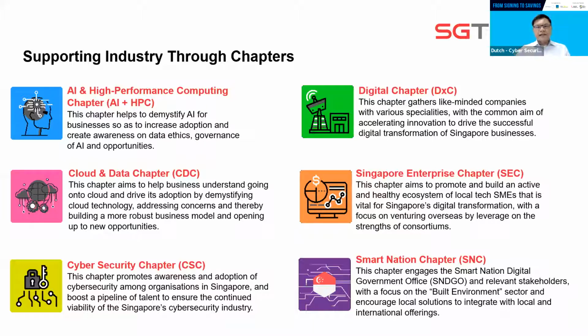To coordinate the needs of the subsectors within the ICT space, we have formed industry chapters and committees to support the strategic and emerging sectors. We have classified our chapters into tech verticals and non-tech horizontals. Under the tech verticals, we have AI, high-performance computing, cloud and data, cybersecurity, and for non-tech horizontals, we have digital transformation, Singapore enterprise, and smart nation. Companies that join SGTech as a member can choose which chapter they prefer to be involved in. Each chapter will plan activities and initiatives to engage their chapter members and the industry.